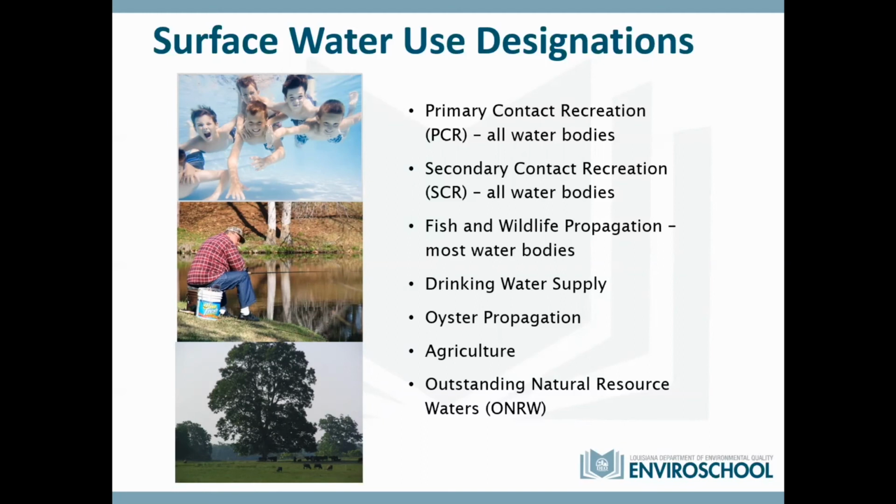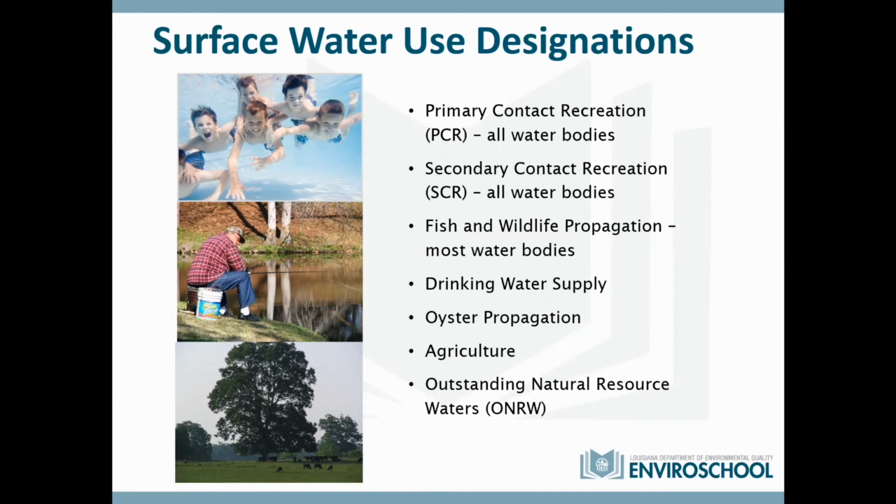So there are these various designations, which basically means we want this water to do certain things for us. There is primary contact recreation. This is all water bodies. Basically it means we want to be able to swim in all water bodies. There is secondary contact recreation, which is the boating or fishing standards. This is all water bodies. We have to be able to boat and fish in all water bodies. We have fish and wildlife propagation. This is most water bodies. For most water bodies, you have to be able to support fish and wildlife.